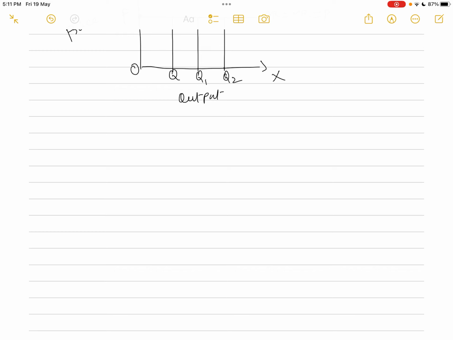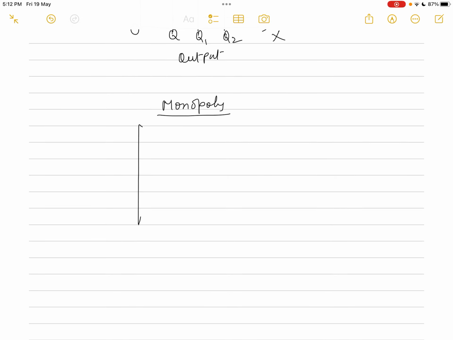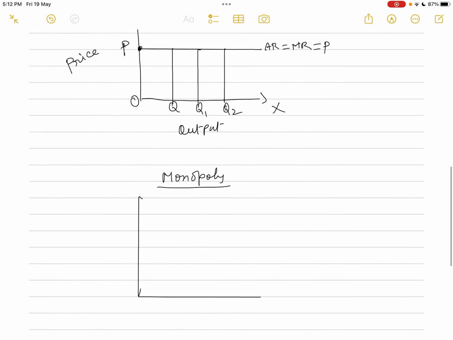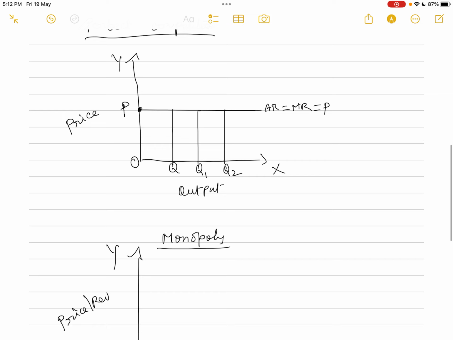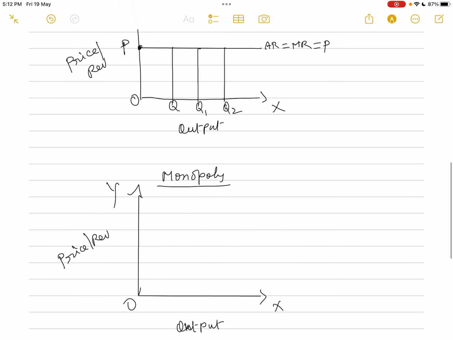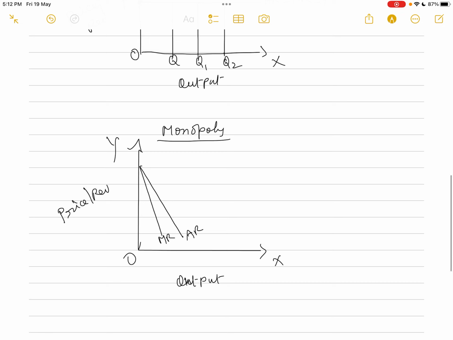And what about the monopoly? In monopoly, you know that if the seller wants to increase the sales, he has to decrease the price of the commodity. In other words, the average revenue curve slopes downwards in monopoly, isn't it? So now, X and Y. As usual, we are representing output on the x-axis and price or revenue on the y-axis. Now what is happening here? The average revenue curve in monopoly slopes downwards. This is the average revenue curve and this is the marginal revenue curve.